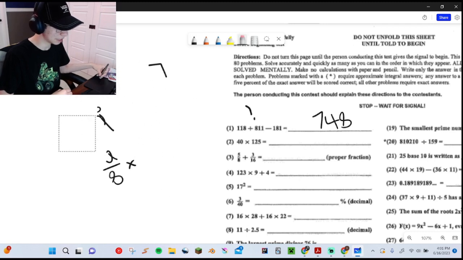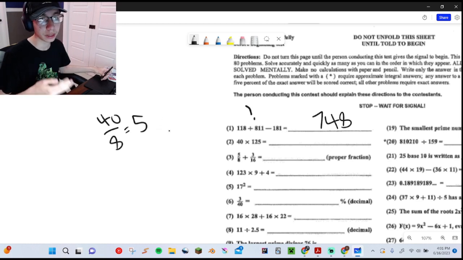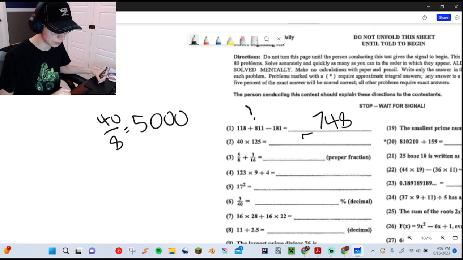Now let's apply this trick to question 2. So we're going to take the 40 divided by 8, that's 5, and then we're going to add those 3 zeros. You can think of it as we're shifting the decimal point 3 spaces to the right. So 5,000 is our answer.